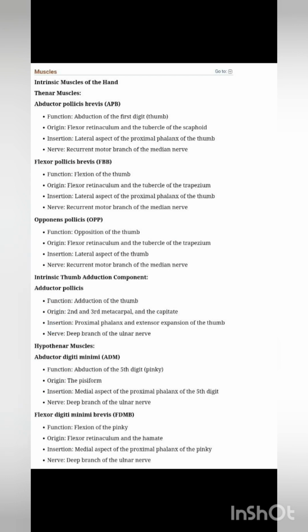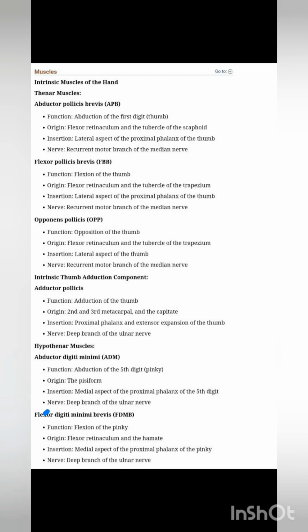Now let's talk about the hypothenar muscles. In this group, the first muscle is abductor digiti minimi. Function: abduction of the fifth digit. Origin: the pisiform. Insertion: medial aspect of the proximal phalanx of the fifth digit. Nerve supply: deep branch of the ulnar nerve.